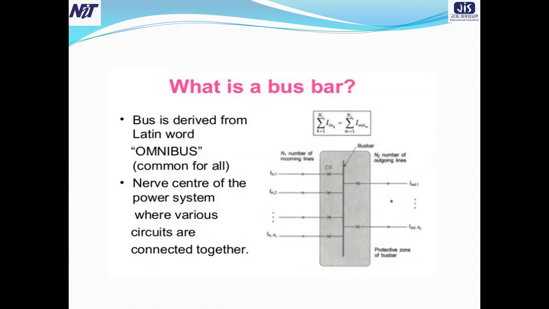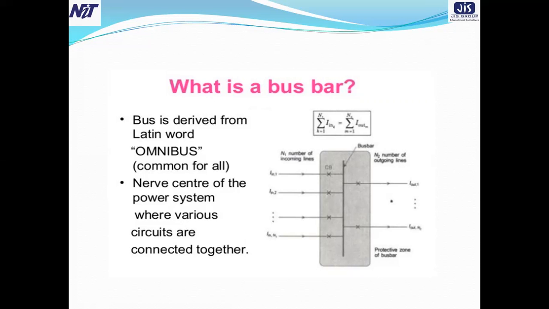Now, first let me talk about what is a busbar. The word busbar is derived from the Latin word omnibus. Omnibus means, in English, common for all. That means the busbar is basically the nerve center of the power system where various circuits are connected together. So various circuits are connected together at a particular nerve center of the power system, that is called the busbar.